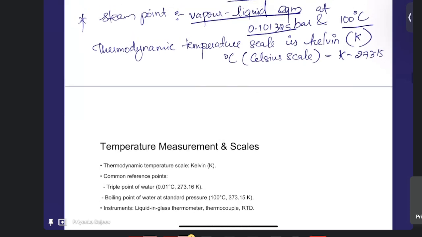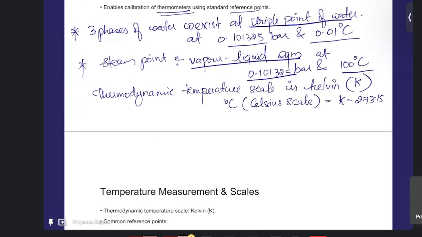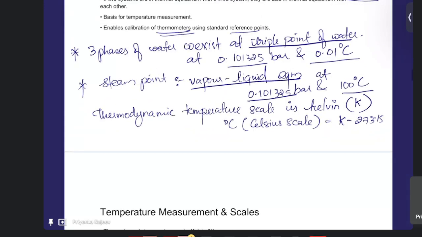So this is the zeroth law. The zeroth law gives an idea about how to measure temperature, and only then can we go for internal energy or other forms of energy measurement and calculation. That is why the zeroth law is very important. It lays the base or foundation of all our discussion.